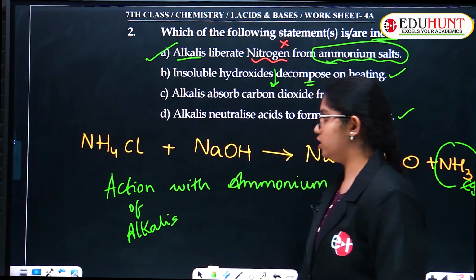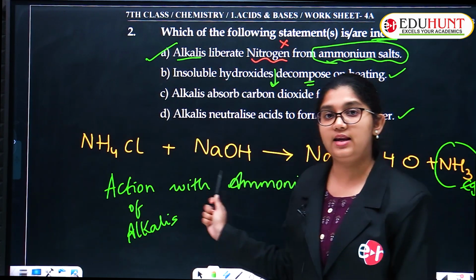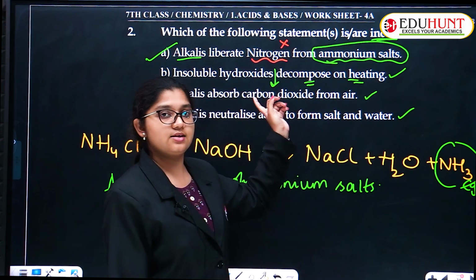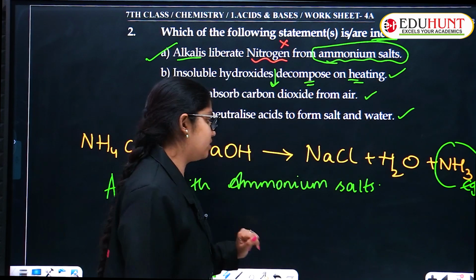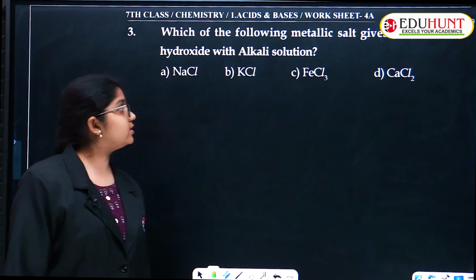In that particular video, you'll observe this equation example. Which gas is that? Ammonia gas, NH3, but not nitrogen gas. Nitrogen is symbol N2. Now moving to the next question. Question number 3, children. Here we go.